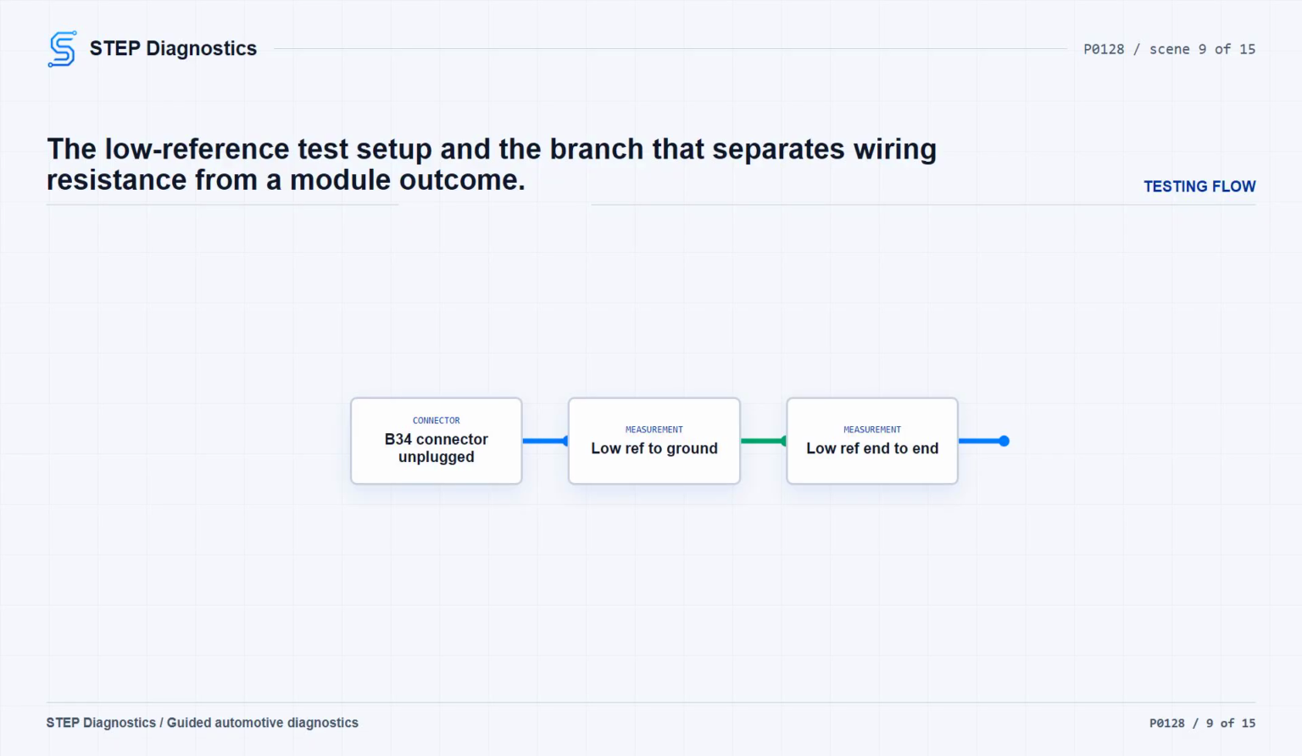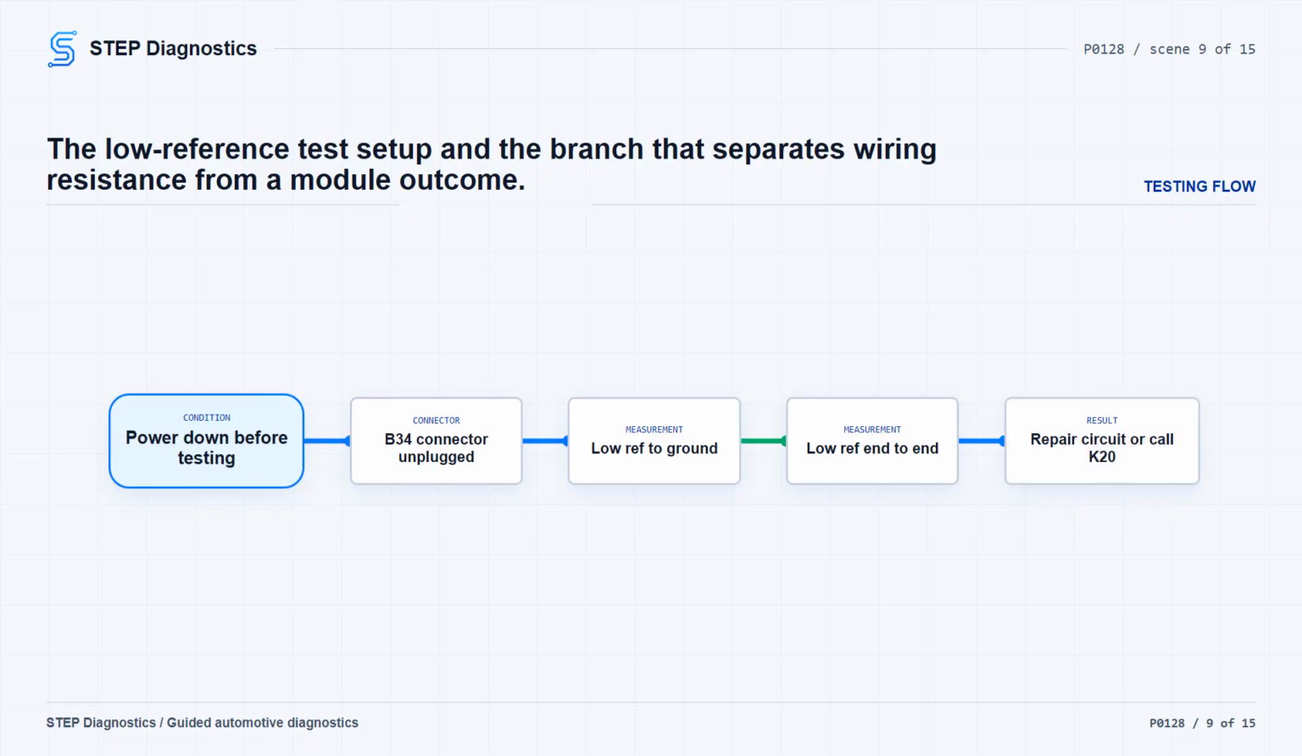Disconnect the B34 engine coolant temperature sensor. Test between low reference circuit terminal 1 and ground for less than 10 ohms. If it is 10 ohms or greater, disconnect the appropriate K20 engine control module connector and test the low reference circuit end-to-end for less than 2 ohms. If that end-to-end test is 2 ohms or greater, repair the open or high resistance in the circuit. If it is less than 2 ohms, the diagnostic outcome is K20 engine control module replacement.